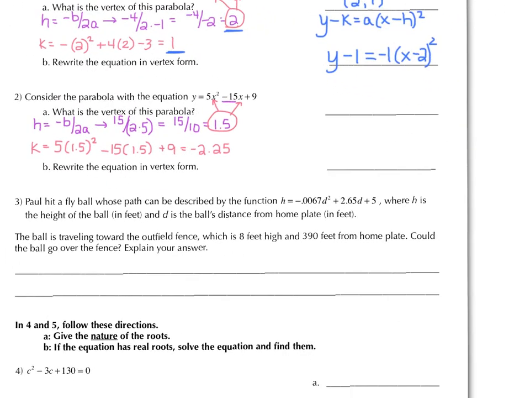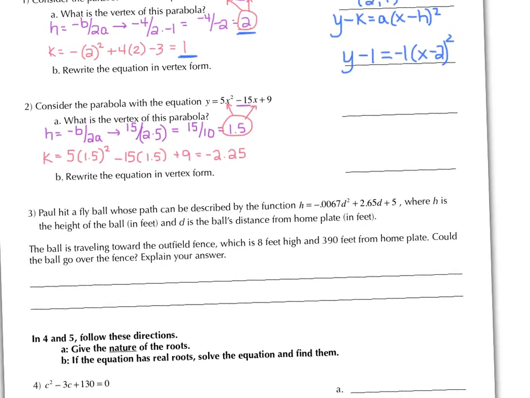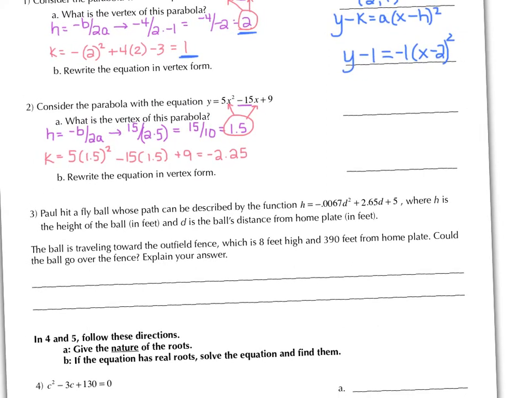So for my answer over here for what is the vertex, well, the vertex would be h comma k, so it would be 1.5 comma negative 2.25.